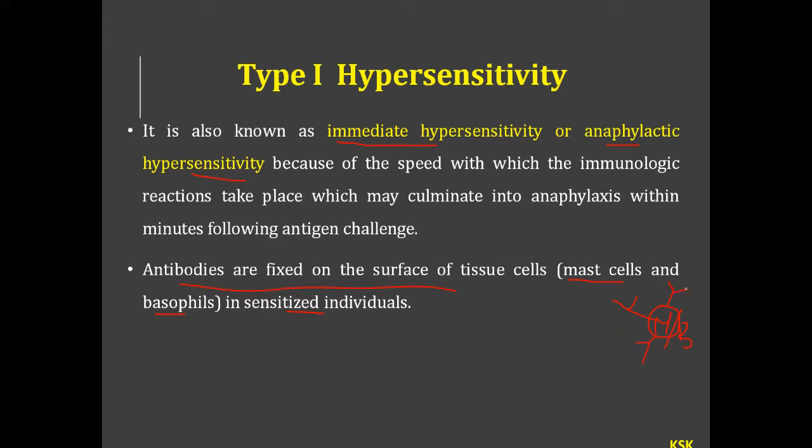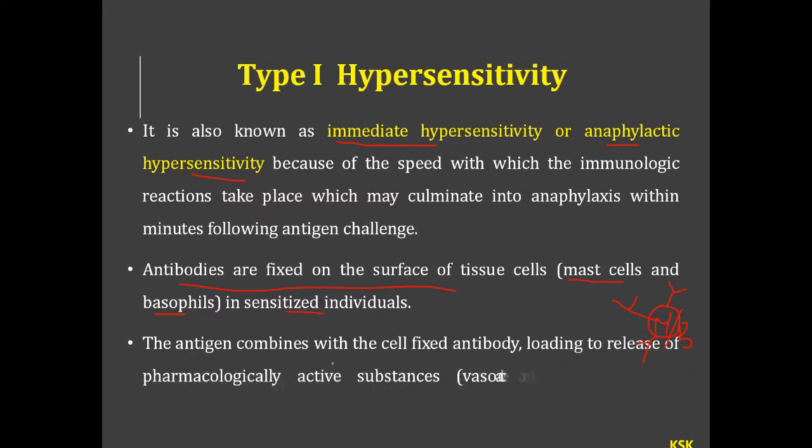Okay, see, this is the antibody getting fixed onto the surface of the mast cells or the basophil cells in the sensitized host. The antigen combines with the cell-fixed antibody, leading to the release of pharmacologically active substances. First, we are saying that this is the mast cell or basophil cell. On its surface, the antibody attaches. The antibody attaches to the mast cells or basophil cells in such a manner that the antigen binding site is free.